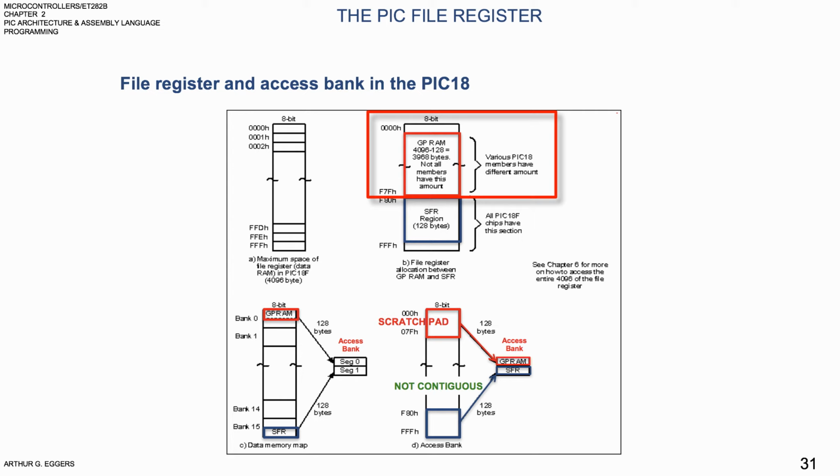The 256 byte access bank is divided into 2 equal sections of 128 bytes. These 128 byte sections are given to the general purpose registers and special function registers, the SFRs. The 128 bytes from locations 00 hex to 7F hex are set aside for general purpose registers and are used for read-write storage, or what is normally called a scratch pad. And you can see the scratch pad there outlined.